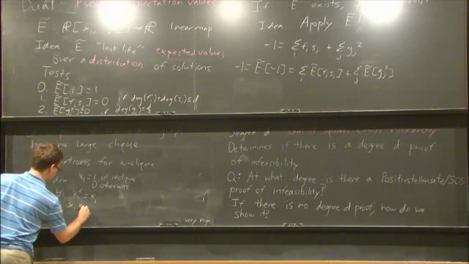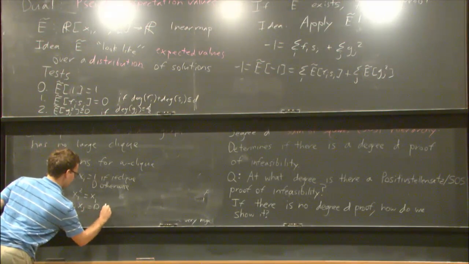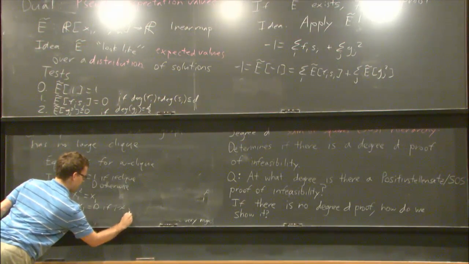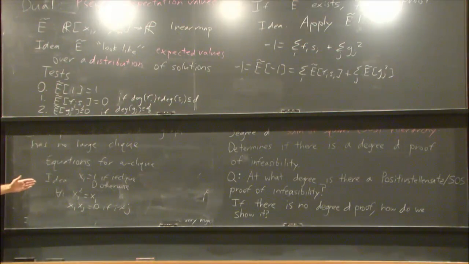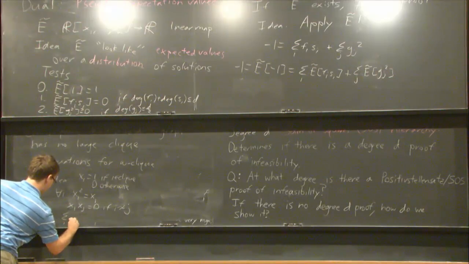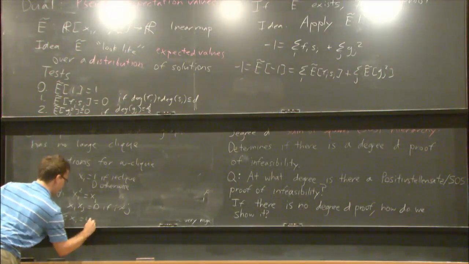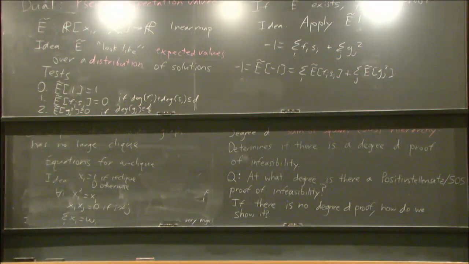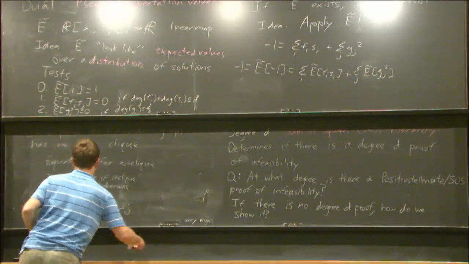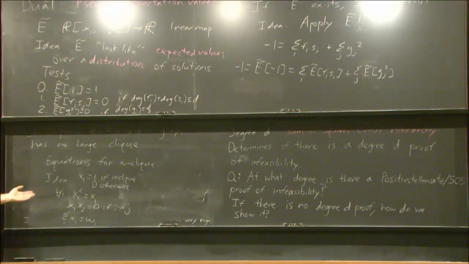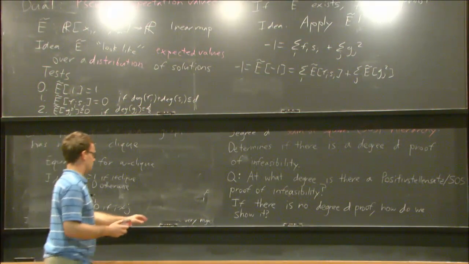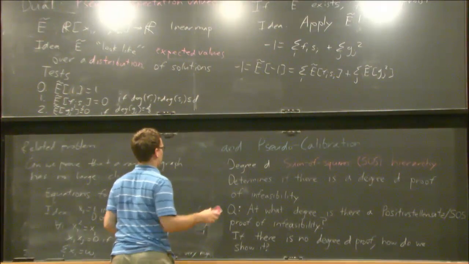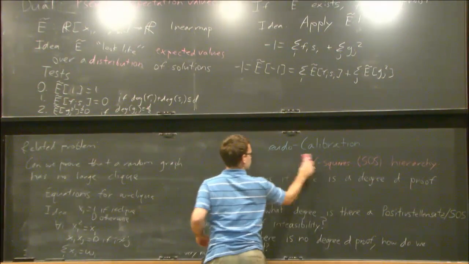We want that xi times xj is equal to 0 if i is not adjacent to j. This forces the 1's to be a clique. And finally, we want that the sum over i of xi is equal to omega. This says the clique has size omega. So the graph has an omega clique precisely when these equations are solvable.